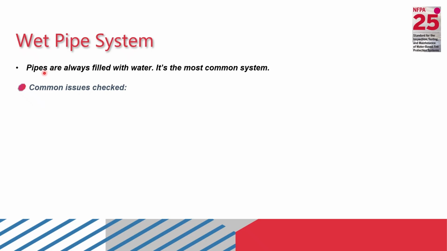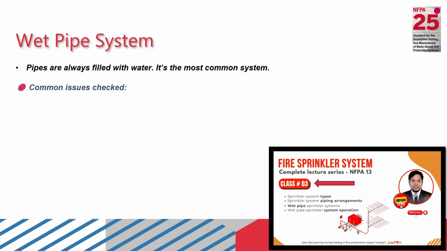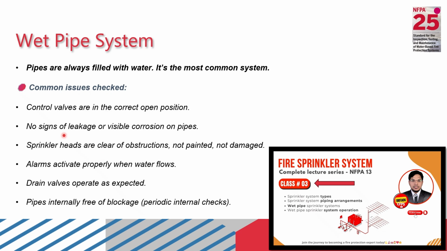Wet pipe sprinkler system, in which pipes are always filled with water, and it's the most common system. Common issues checked would be control valves are in correct position, no signs of leakage or visible corrosion on pipes, sprinkler heads are clear of obstructions, not painted, not damaged, alarms activate properly when water flows, drain valves operate as expected, pipes internally free of blockage.